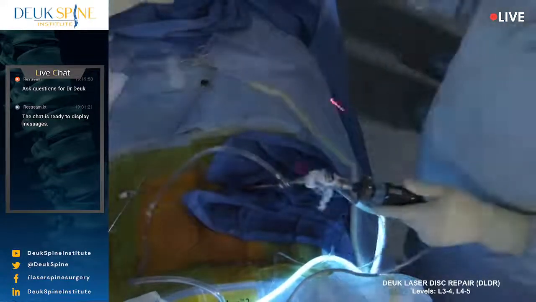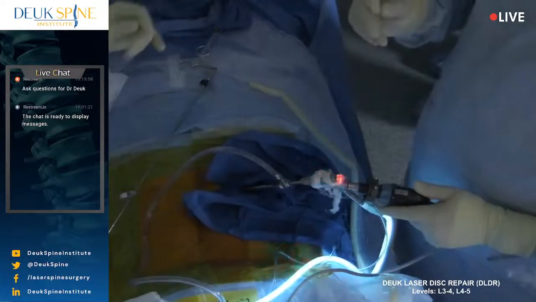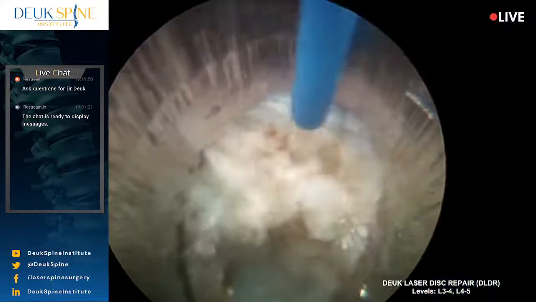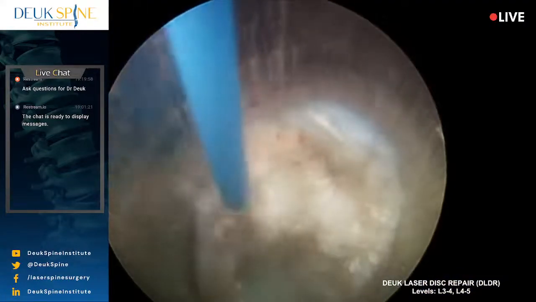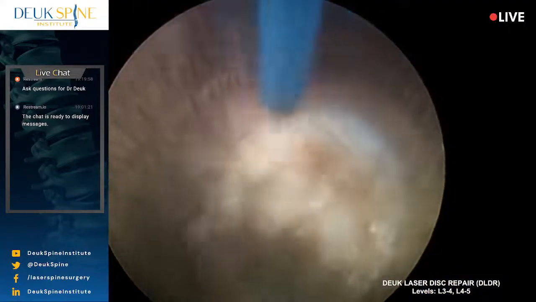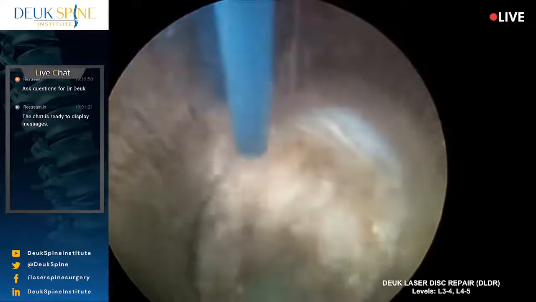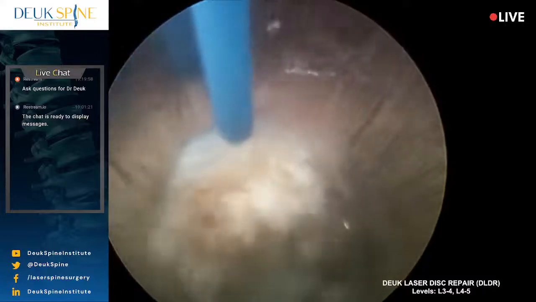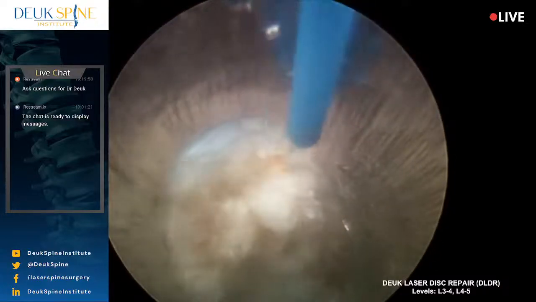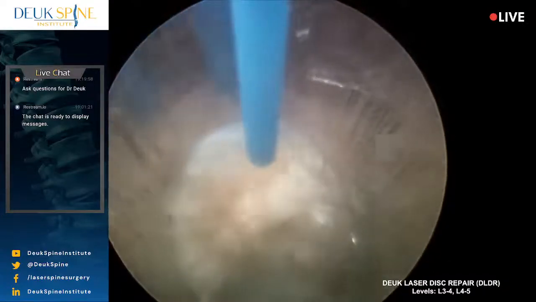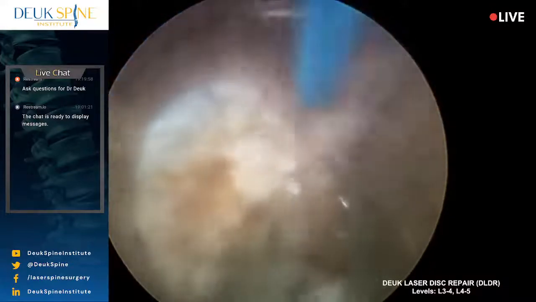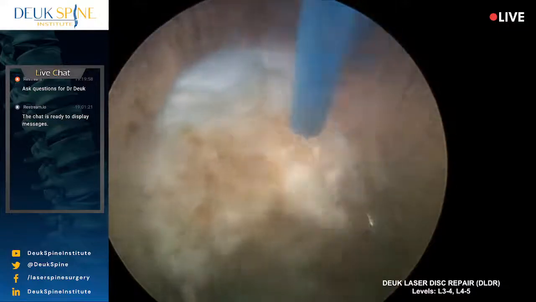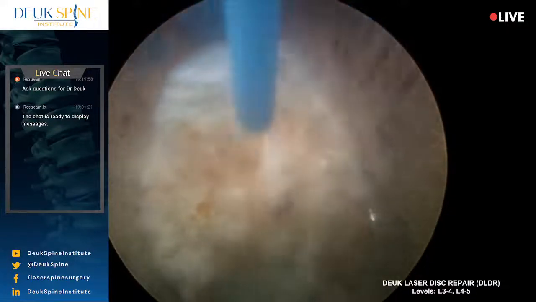We're back to pretty much the same thing we left you with, which is using a combination of the laser to debride the annular tear and remove the small pieces of herniated disc. And there's a lot of them. The other thing we're doing is using our pituitary rongeurs, or grabbers, to take out little chunks of herniated disc. Getting pretty close to the end of this disc.